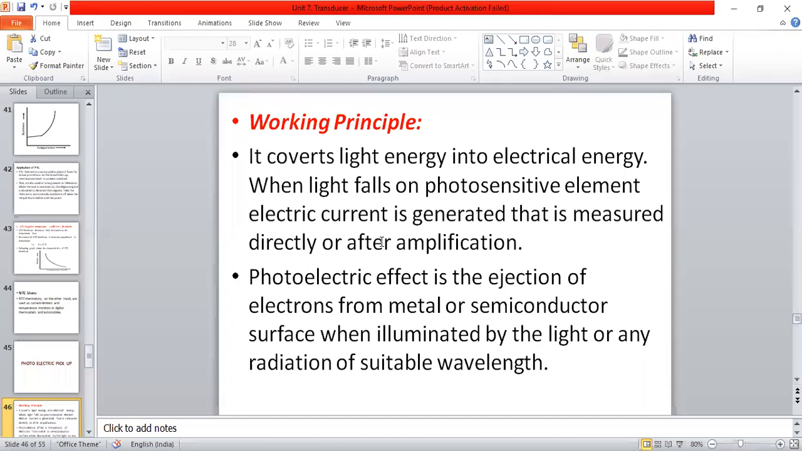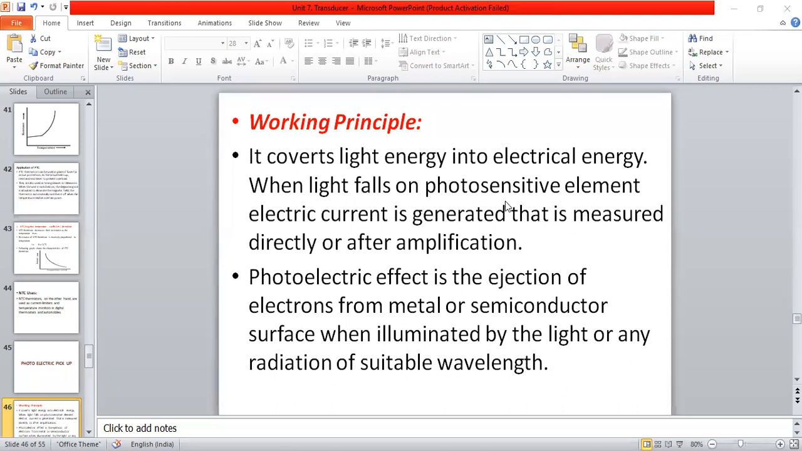Photo is nothing but light. So light to electrical quantity we are going to consider. Light energy is converting into electrical energy. That is called photoelectric. So the photoelectric is nothing but it converts light energy into electrical energy.